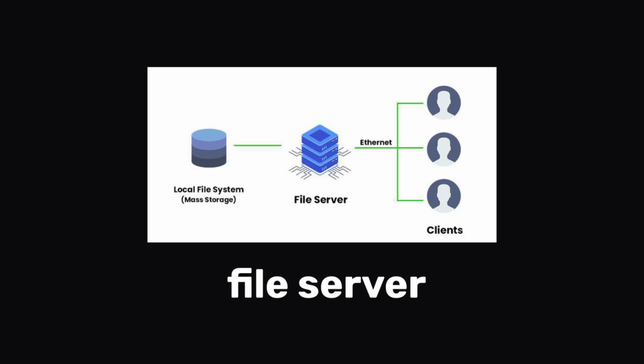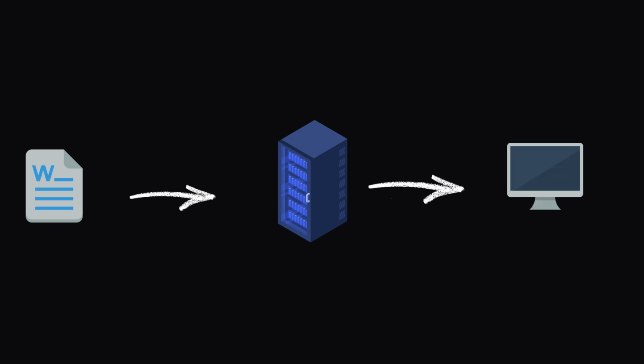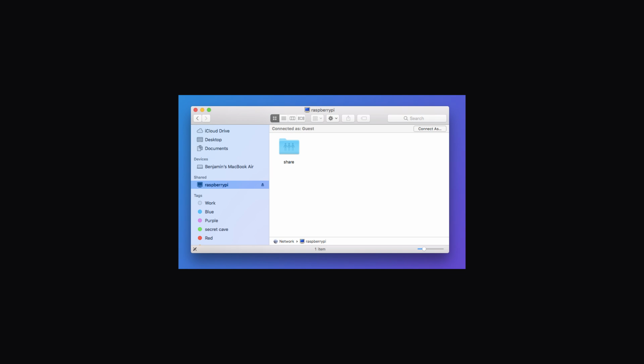Another type of server is called a file server. This server acts like a central storage location for files. It allows multiple users to access and share files over a network. Imagine it like a shared drive where everyone in your office can save and exchange or have access to the same document or file. Examples of it are Windows Server or Linux file servers.